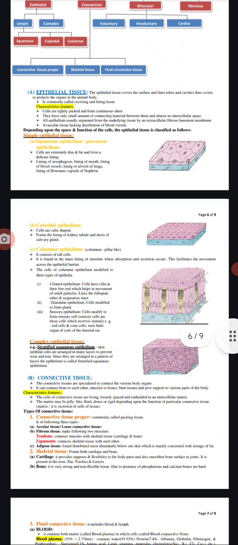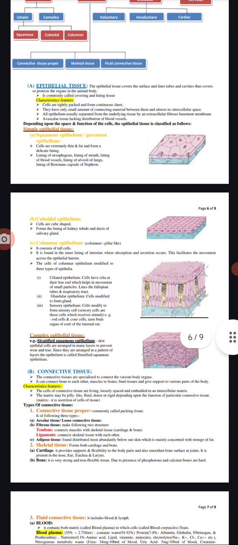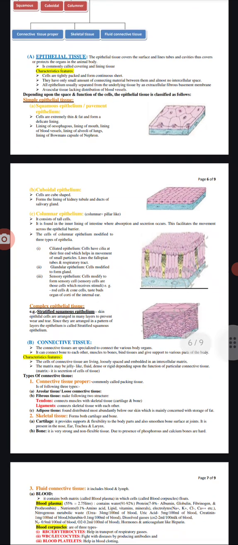Okay, epithelial tissue is divided into two categories: simple epithelial tissue and complex epithelial tissue. The simple epithelial tissue, on the basis of the function of the cells, is divided into three parts: squamous epithelium, cuboidal epithelium, and columnar epithelium.